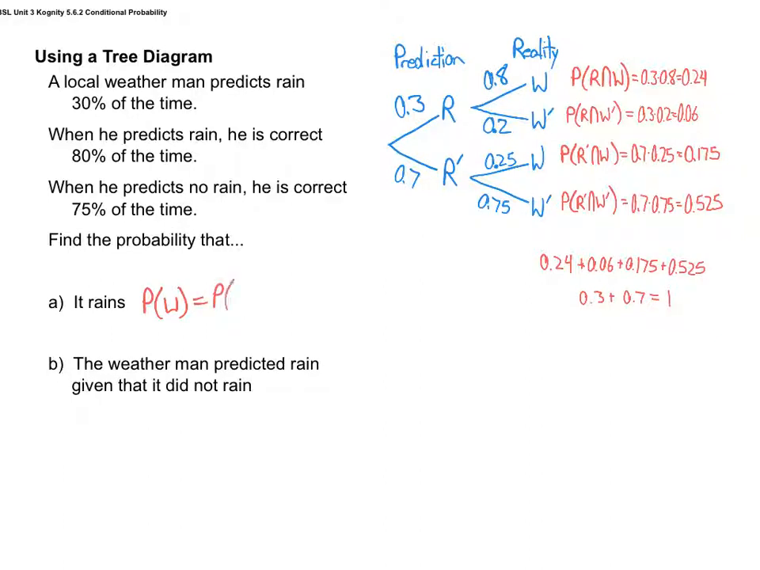So, it rains after a prediction of rain, plus it rains after a prediction of no rain. So I need to add those two probabilities together. Those are two mutually exclusive possibilities. Okay? He either predicts rain or he predicts no rain. There's no overlap there. So those are mutually exclusive. So I'm going to add those together. Okay? So I get 0.24 plus 0.175.